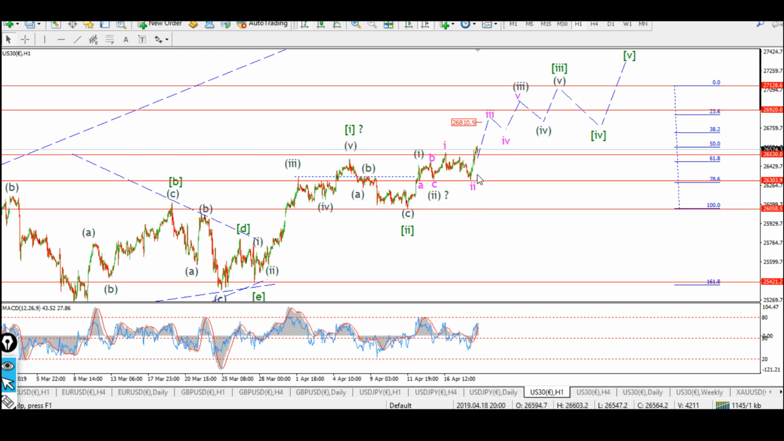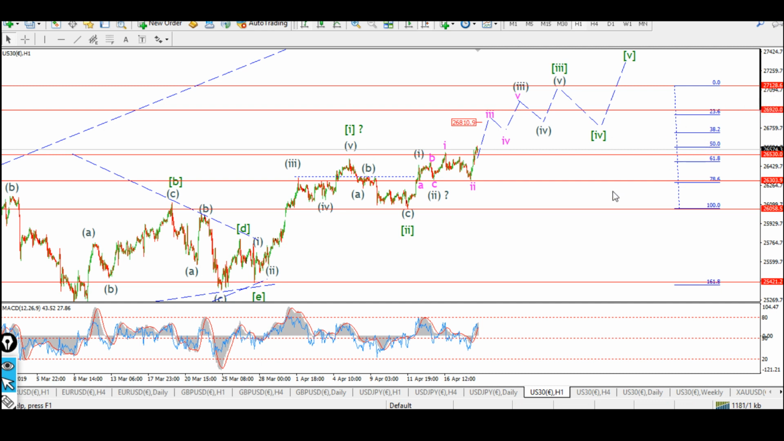Okay, so the hourly chart. This is subject to change, obviously. There's a lot of, let's say, possibilities as we go forward, but I think we've got an upper limit on this rally now. We have wave 1 of 5 complete. We have wave 2 of 5 most likely complete. And we're working on wave 3 up. The target for wave 3 of 5 is up around 27,128.